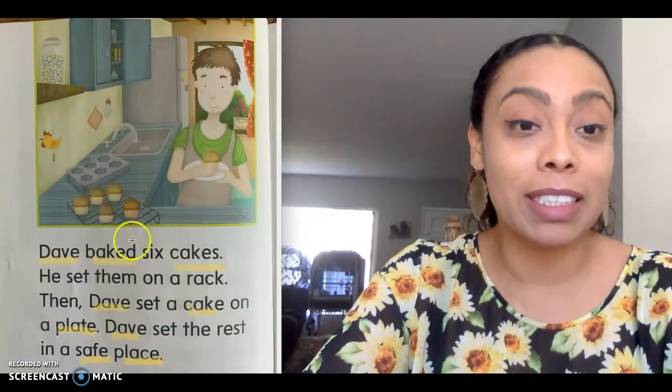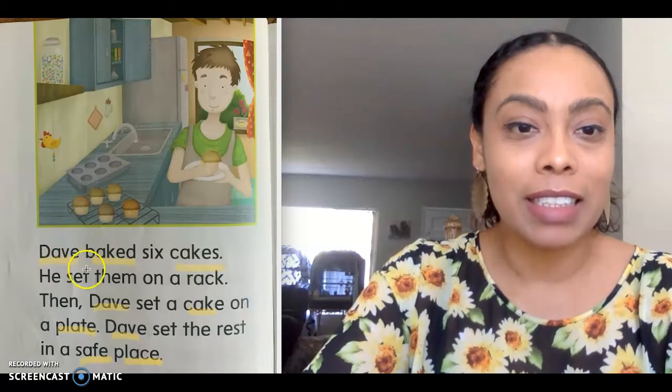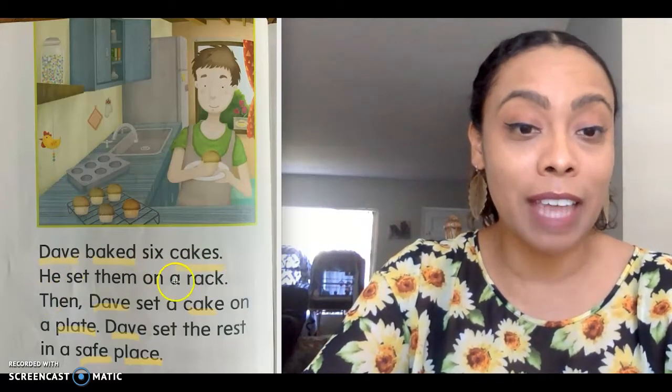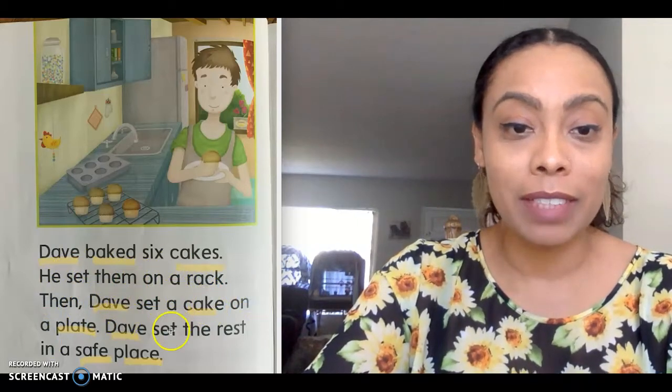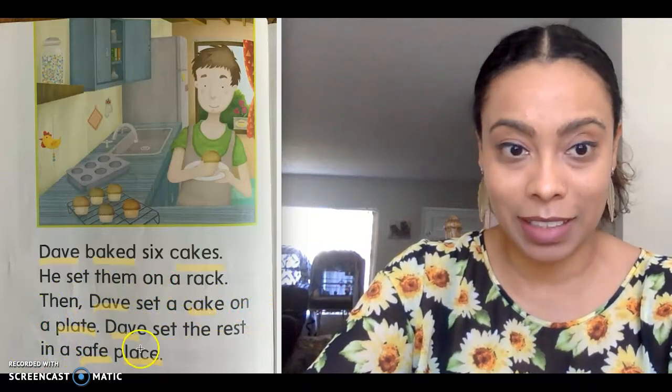Dave baked 6 cakes. There they are right there, 5 and 6. He set them on a rack. Then Dave set a cake on a plate. Dave set the rest in a safe place.